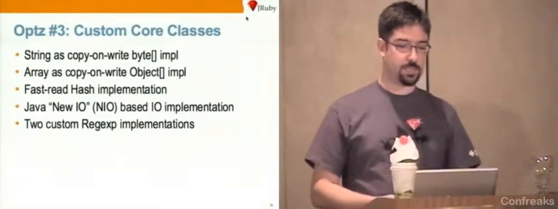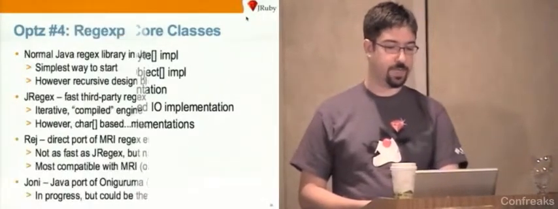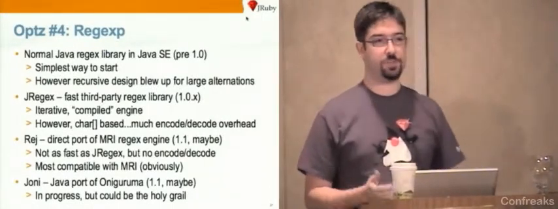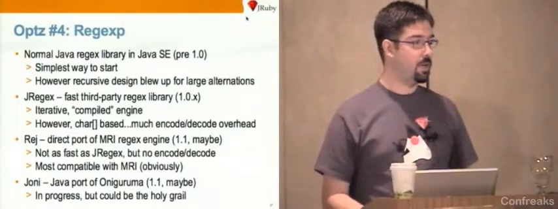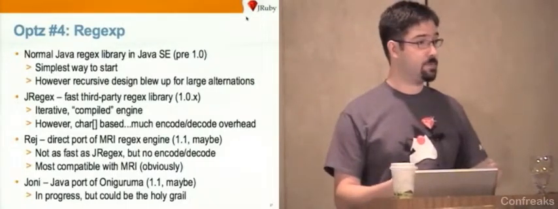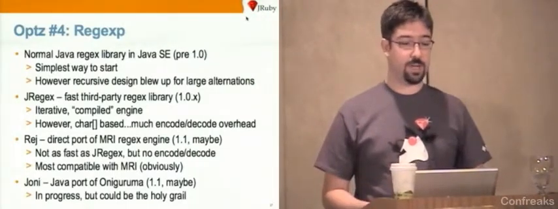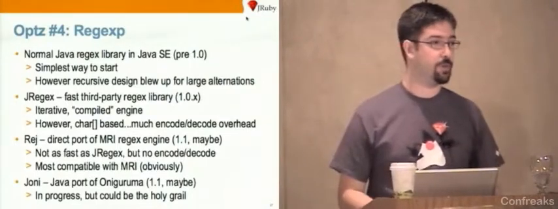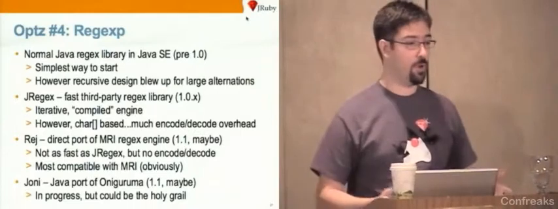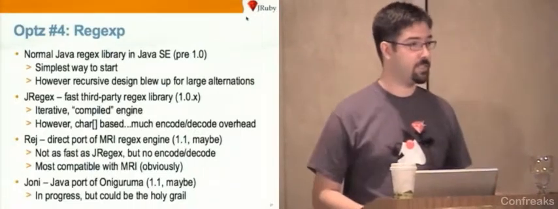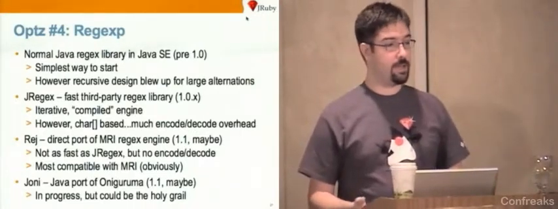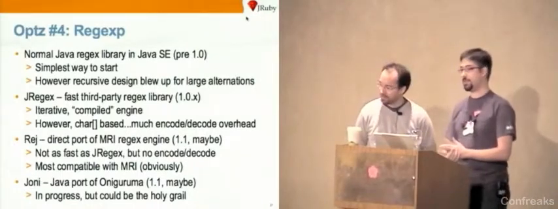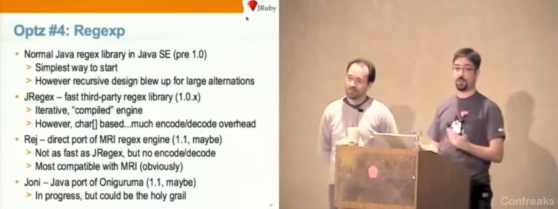We've also got these custom regular expression implementations. So we've been through a number of different regular expression libraries. The first one was just to use Java's existing regular expressions, which worked really fast. It's probably the fastest one that we've ever used, but the design caused it to blow up for larger alternations, larger input. For example, if you want to parse large HTTP requests, Rails does that with a regular expression. It didn't work well with CGI.rb, because it would just eventually blow up the stack.